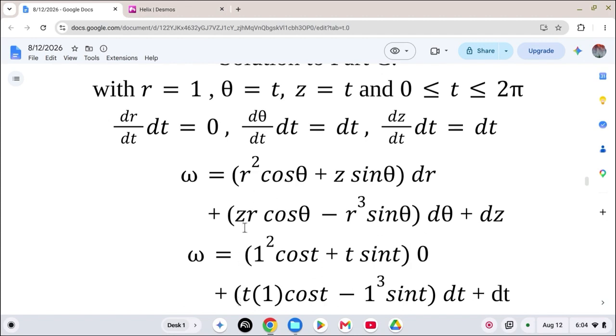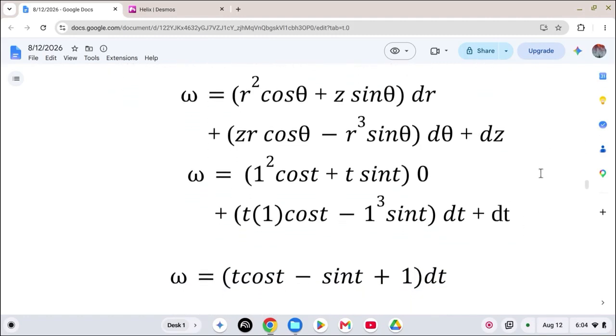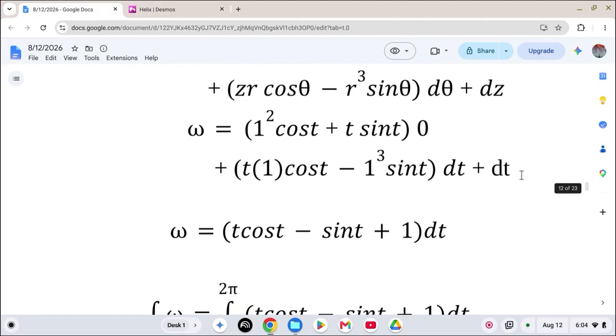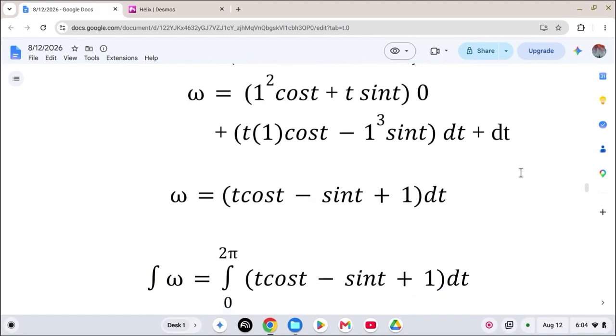Okay, z becomes t, r was 1, cosine t minus 1 cubed, sine t, d theta became dt, and dz became dt. So we simplify that. That's gone. That's all we got left.